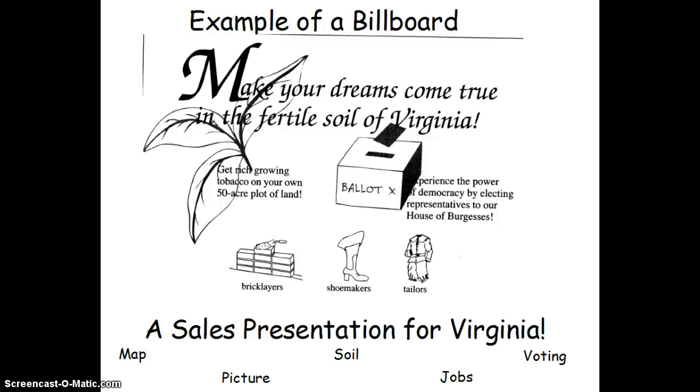Hi guys, so your homework for tonight and tomorrow night, so this is homework that spans over 2 nights. Your homework for these next 2 nights is to work on creating a billboard to advertise your colony. What you're going to do is, we've studied 6 different colonies, 2 from the North, New England, 2 from the middle colonies, and 2 from the southern region.